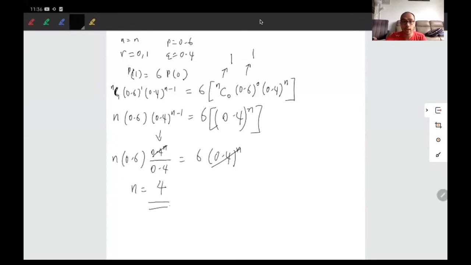So this is nothing much, it's just basic maths. Like any other basic maths. But substitution over here becomes very important.